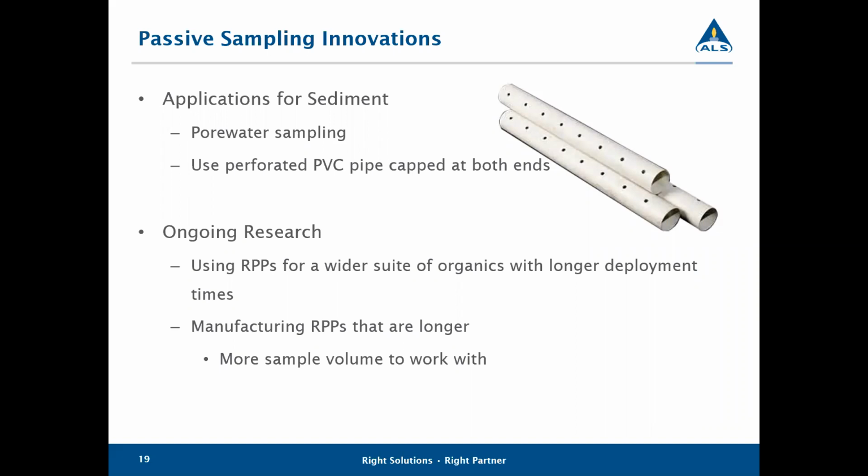I've mentioned, hey, these things can be used for sediment sampling as well. Pore water. So this, we don't supply these, but it's very basic PVC, perforated PVC. You put a cap on both ends, slide your passive diffusion bag in there, and stick it in the sediment, and that'll get you a representative sample. And you can do just the same with the RPP sampler as well.